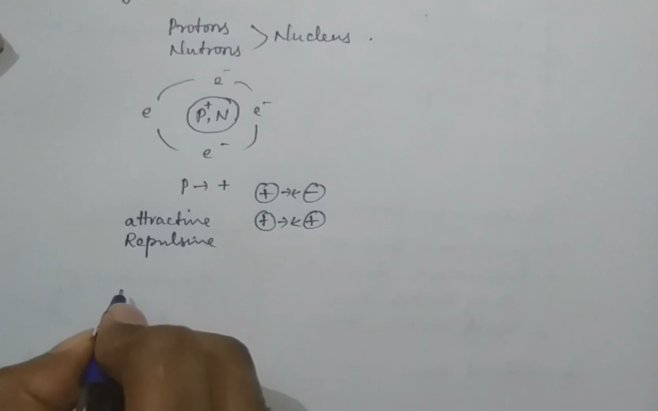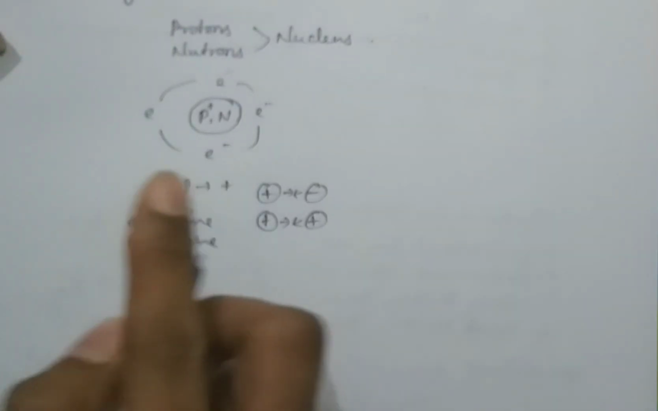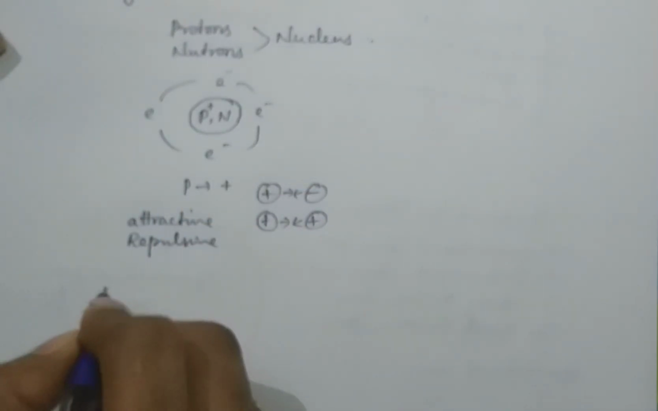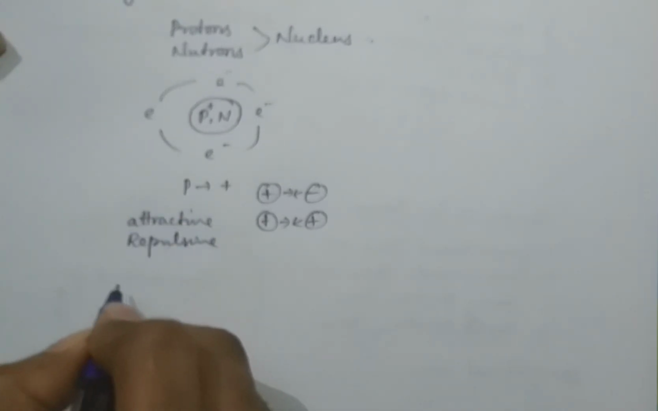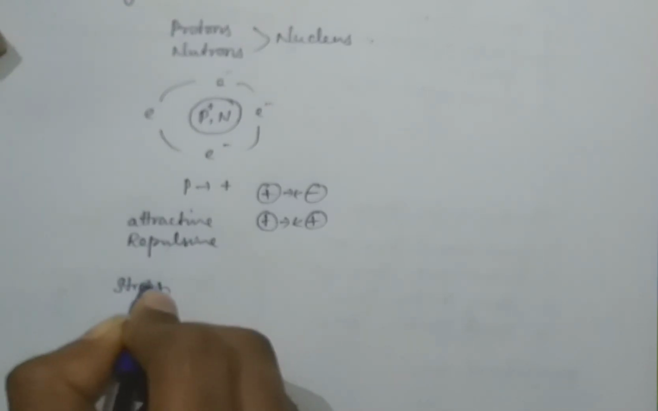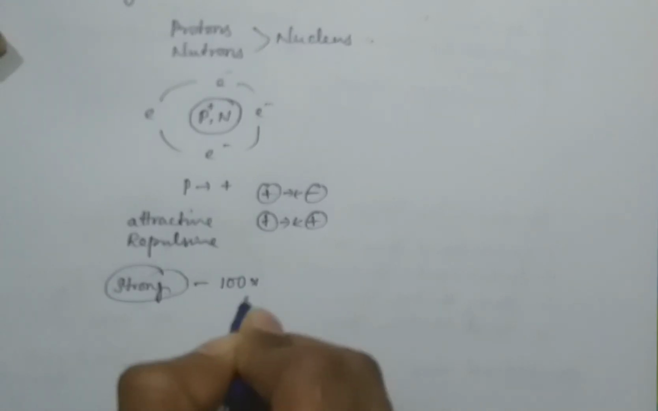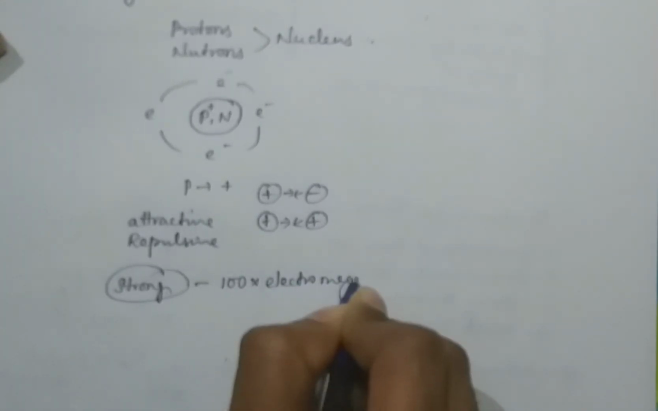The strong nuclear force is so much stronger than the electromagnetic force that it overcomes the electromagnetic force. How much stronger is the strong nuclear force than the electromagnetic force? The strong nuclear force is 100 times stronger than the electromagnetic force.